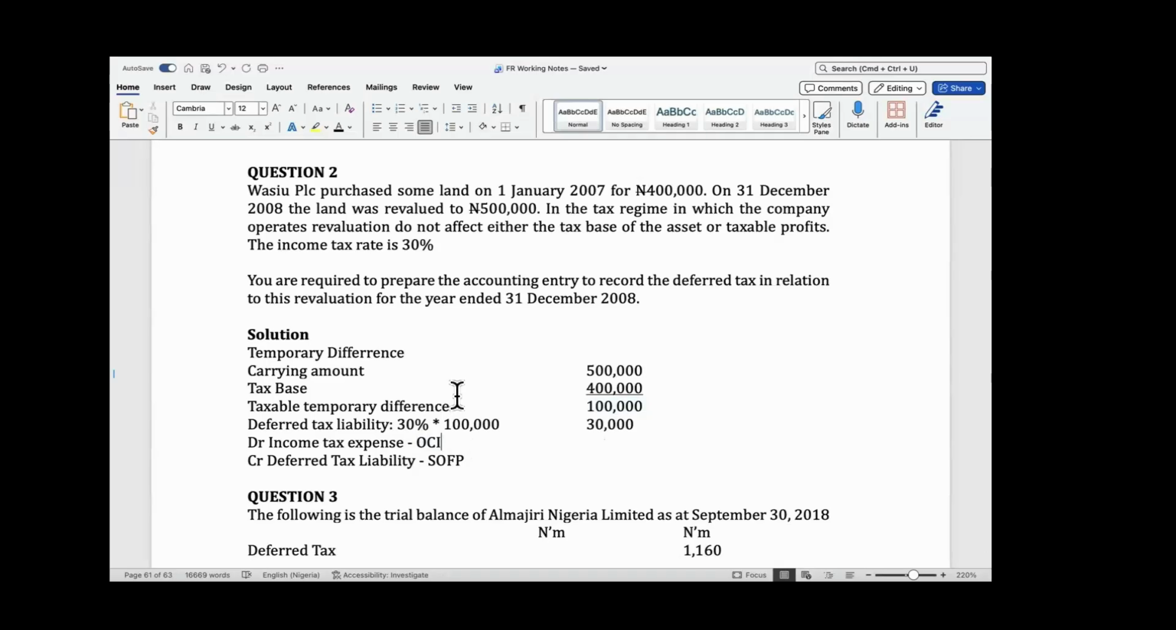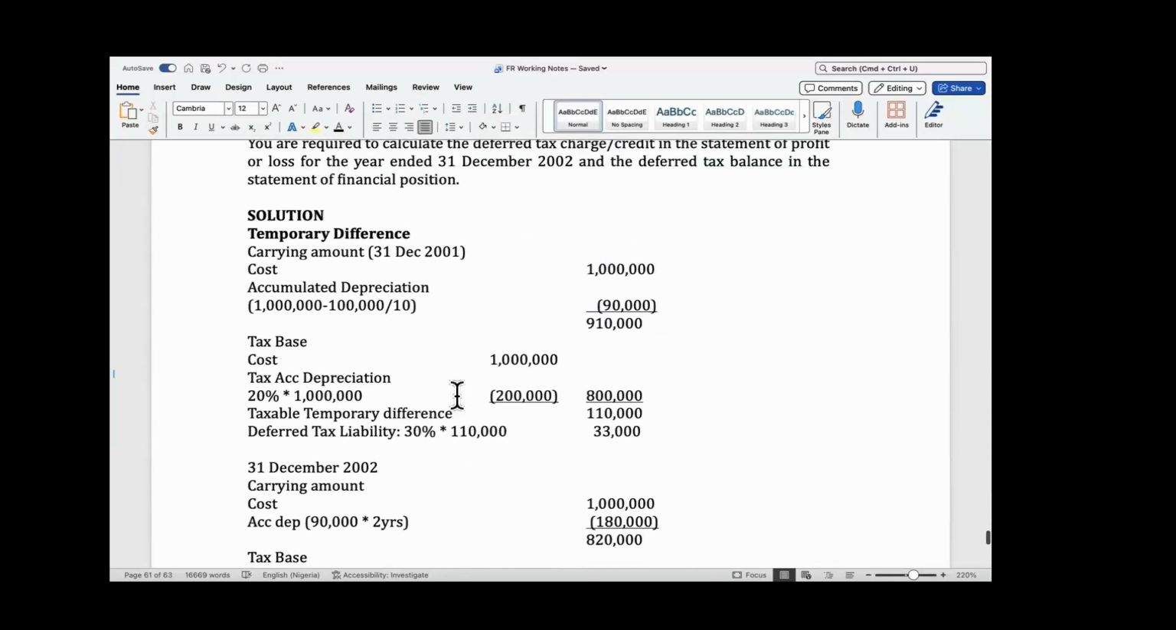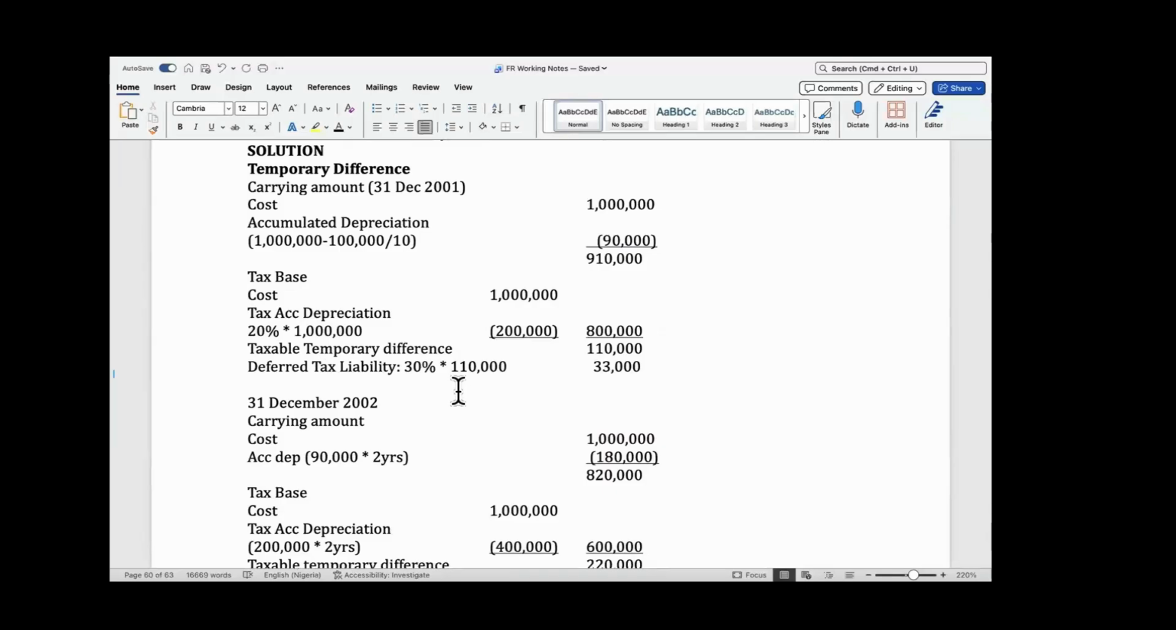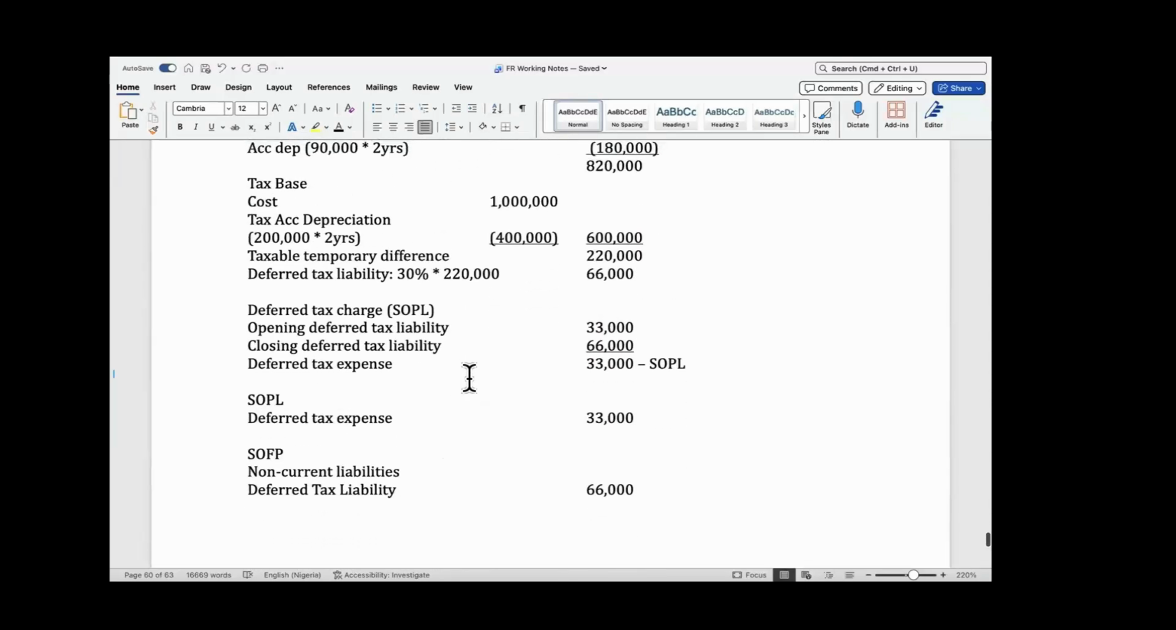So yes, if we can look back at question 1, I wanted to ask, just for understanding's sake, that 33,000 at the bottom, why do we see the decrease in deferred tax liability as an income?